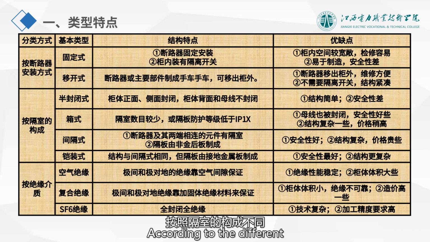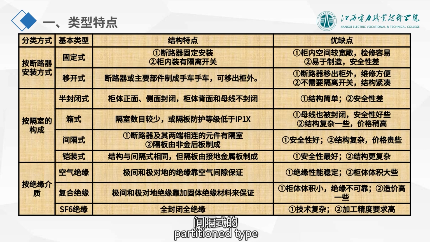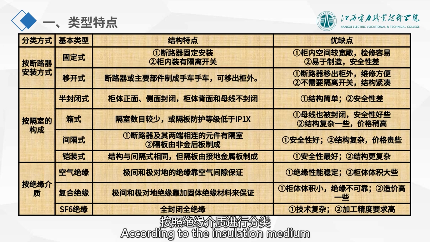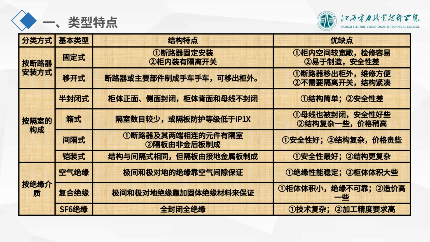According to the different compartment structures, they can be divided into semi-enclosed type, box type, partitioned type, and armored type. According to the insulation medium, it can be divided into air-insulated, composite insulated, and SF6 insulated, three types.